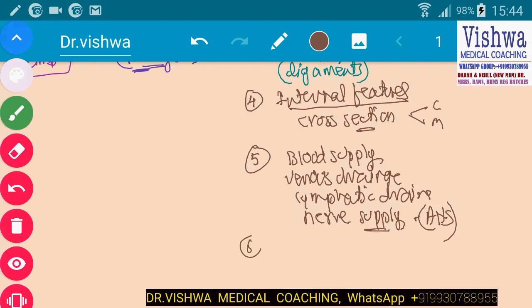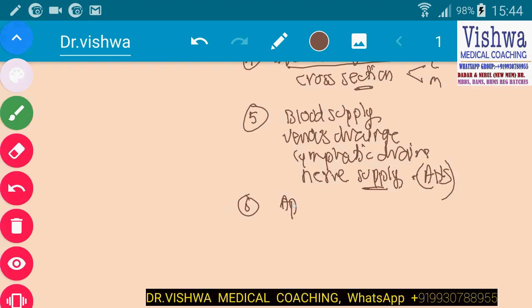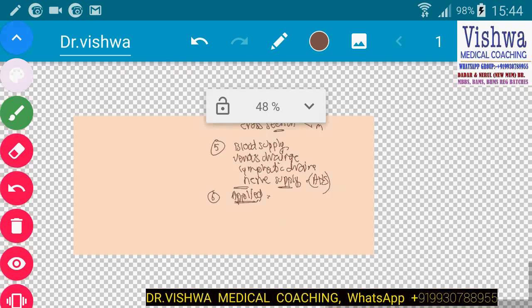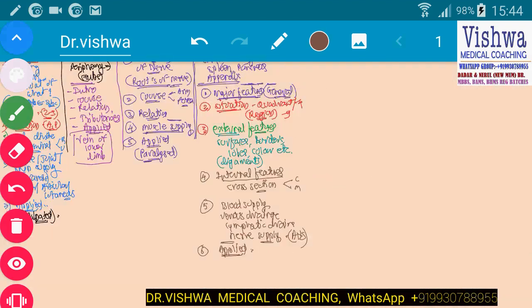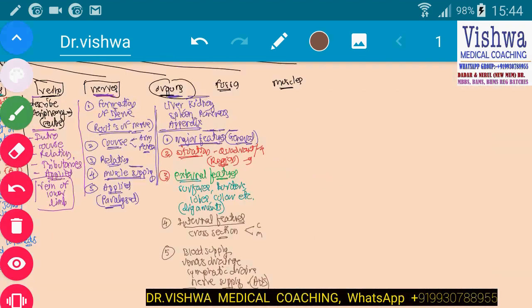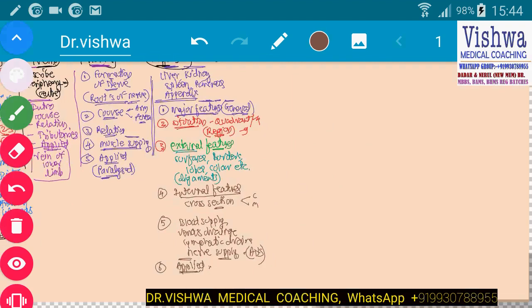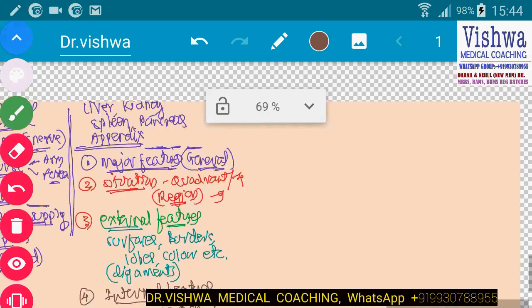Sixth is the applied part. Liver रहेगा तो hepatitis है, hepatocellular carcinomas है, pancreas रहेगा तो diabetes mellitus है. Depends upon the organ. These are the points we are supposed to write in case of any organ if it is asked.